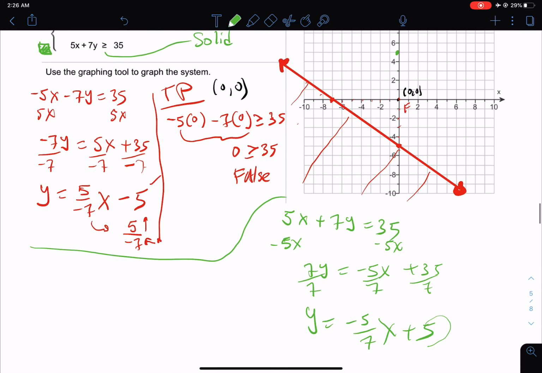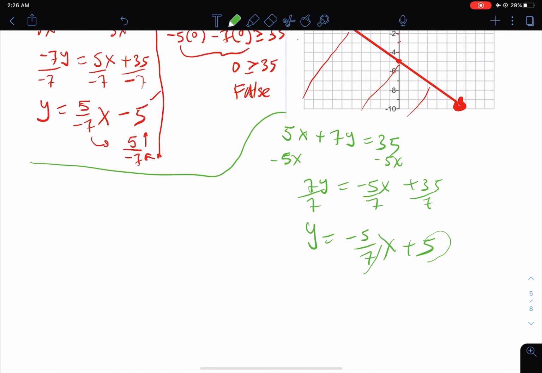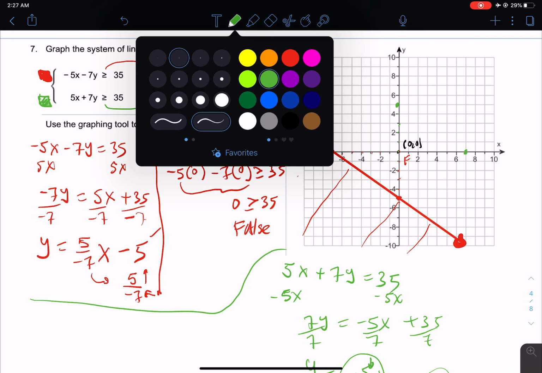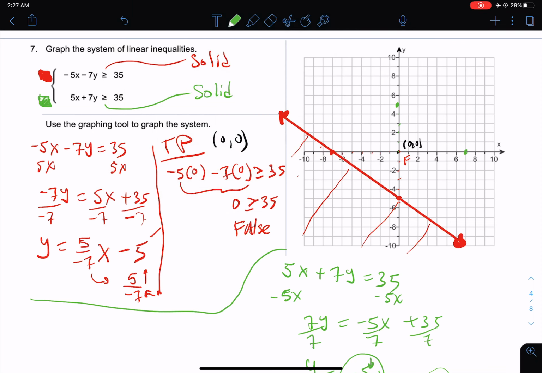And the slope says go down 5 and right 7. Go down 5, 1, 2, 3, 4, 5, and right 7 to here. And so then I go ahead and graph that. It's supposed to be a solid line. So take a look at that. It's supposed to be a solid line.